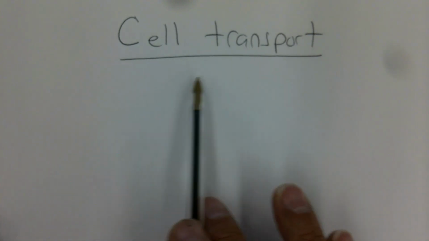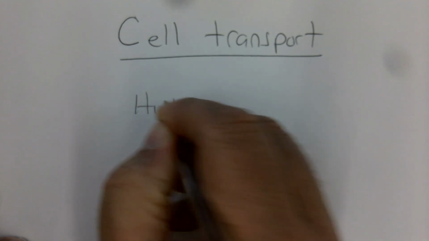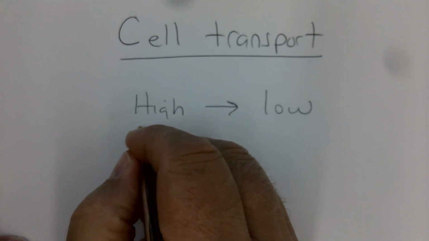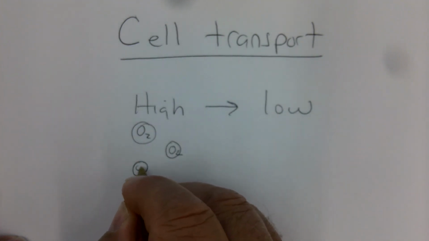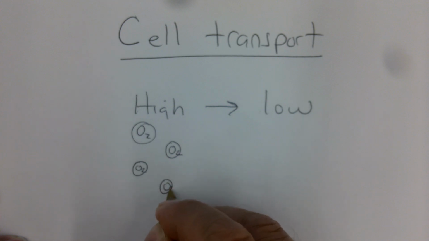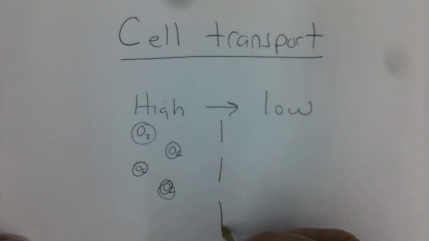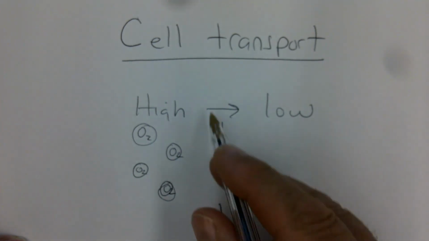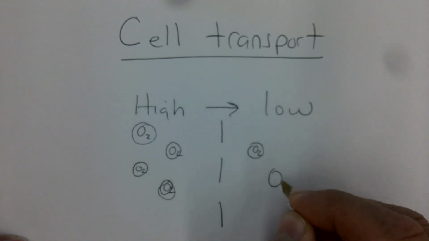Okay, so cell transport is the flow of particles from high to low. Like if you have oxygen, so we got O2 over here, O2 over here. We got 4 O2s on this side, and we can just call this a membrane here. This would be one side of the cell, this would be another cell. They're right next to each other. And over here, we have 2 O2s.